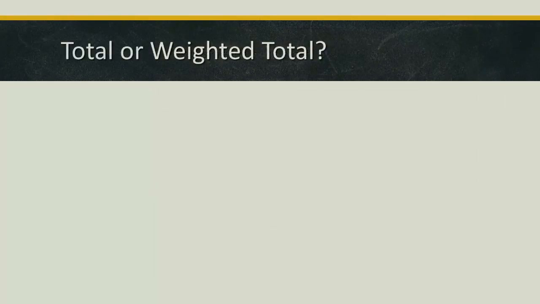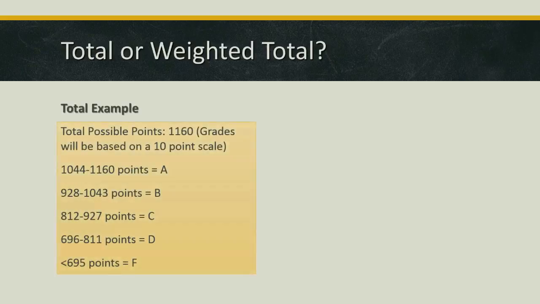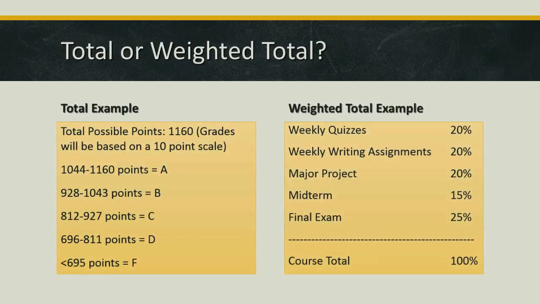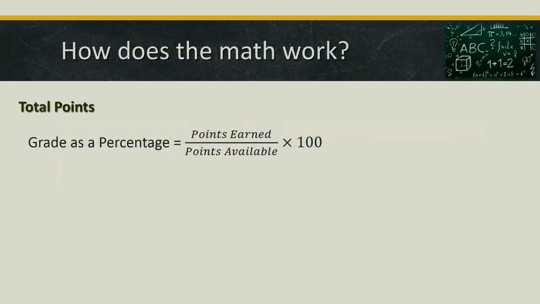What does the grading information in your syllabus look like? Do you tell students that their grade is based on total points, or do you have categories and percentages? For total points, Blackboard adds all points earned and divides it by all points possible. This means that an activity worth 50 points is weighing more heavily than one worth 10 points.